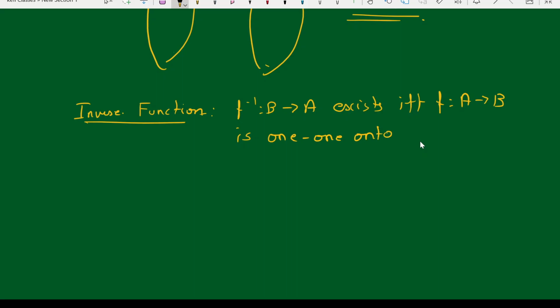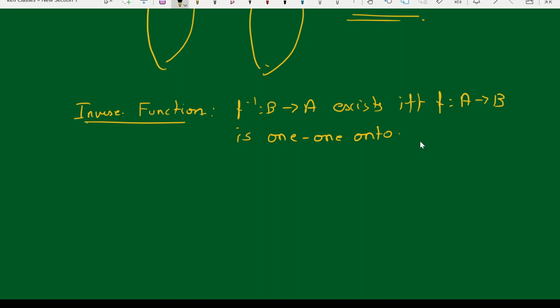Now for those who didn't understand, your option is again see the video or come and ask, or the third option is just remember that a function has inverse if it is 1-1 and onto, because this will come in fill in the blanks. A function f inverse exists if it is 1-1 and onto.